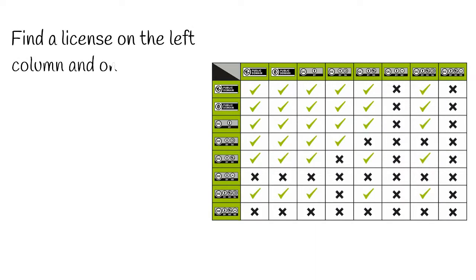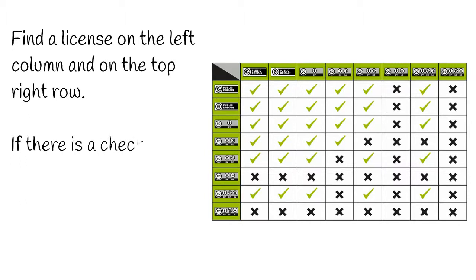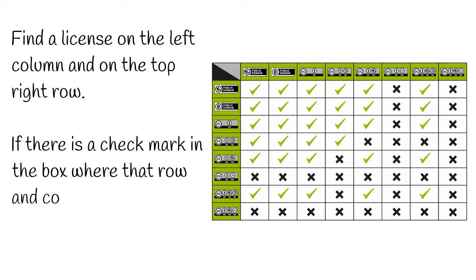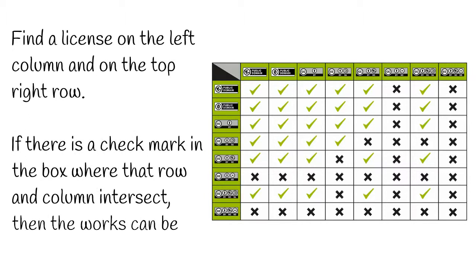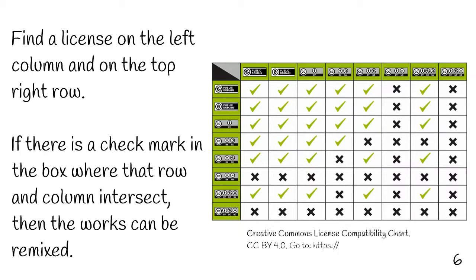In this chart, find a license on the left column and on the top row. If there is a check mark in the box where that row and column intersect, then the works can be remixed. Go to the Creative Commons website for more information.